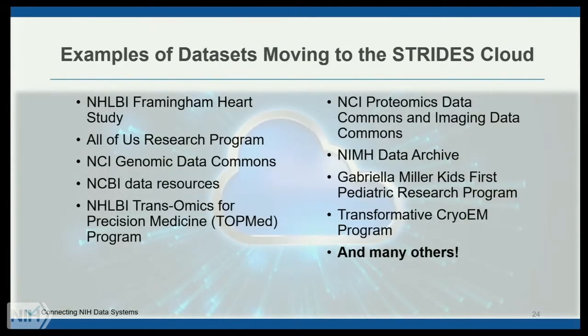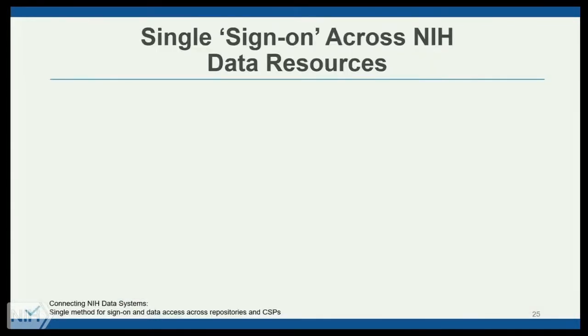These are just a few of the high-profile data sets that are moving to the cloud, and they are not just data sets. The Mental Health Archive is an entire consortium. Gabriella Miller Kids First, Transformative Cryo-EM, that is actually a data set. But most of these are not. They're pretty rich. And so what we want to do as a very first step, and one would think almost this would be low-hanging fruit, is more or less what Vivian was alluding to, which is to allow you the ability to log on once and access all these resources.